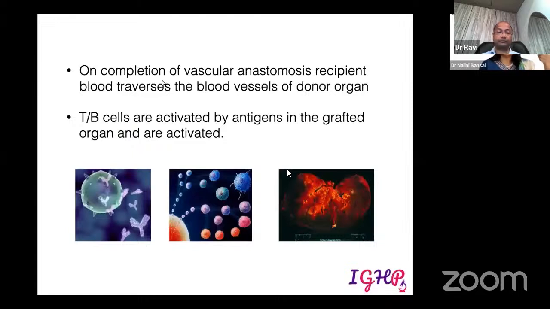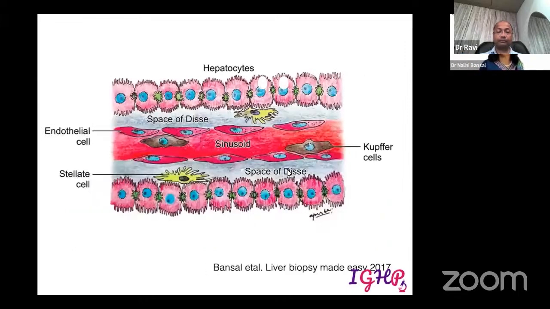So what we know is, on completion of the vascular anastomosis, once the vessels are anastomosed to each other, the recipient blood is going to traverse through the blood vessels of the donor organ. So half of the portion of the liver that is being put into the recipient, now the blood of the recipient is going to pass through this newly transplanted organ of the donor. Now T and B cells are going to get activated by the antigen in the grafted organ, and once they pass through this organ, these cells are going to incite and elicit an immunological response to this transplanted body.